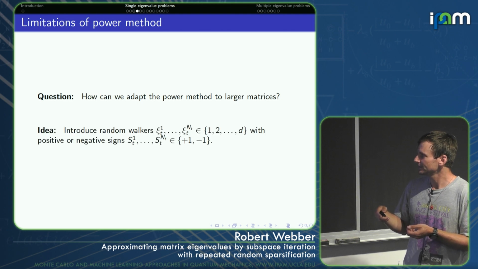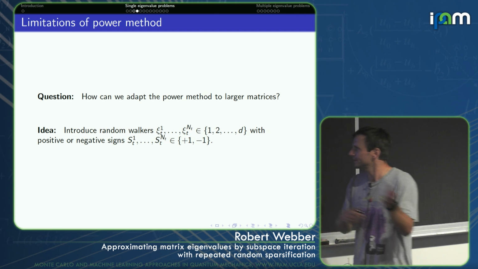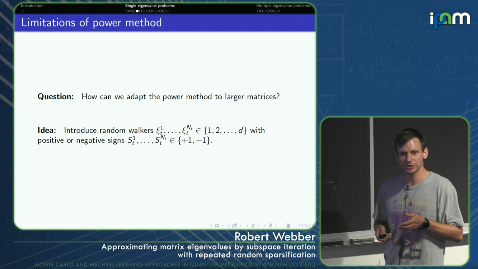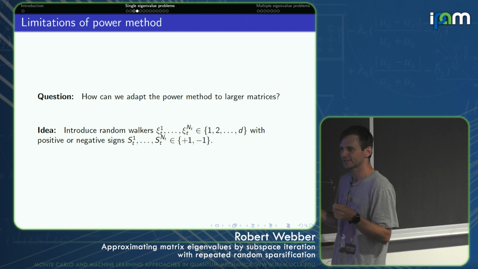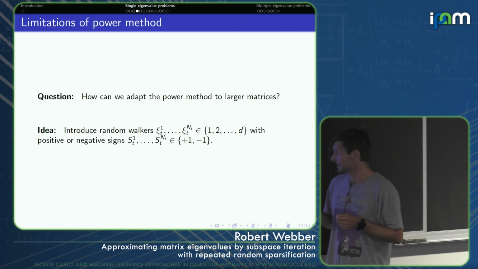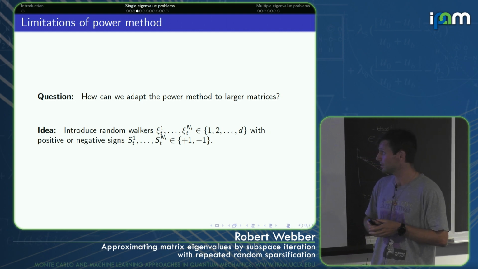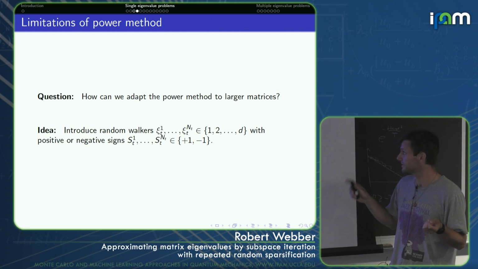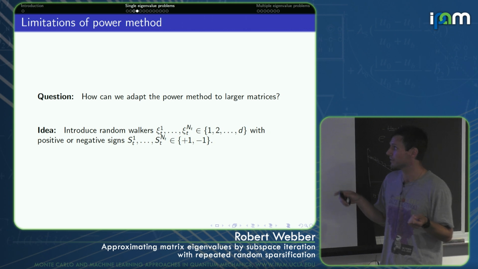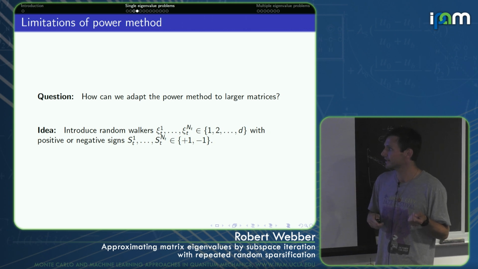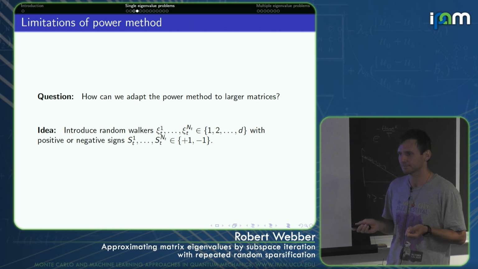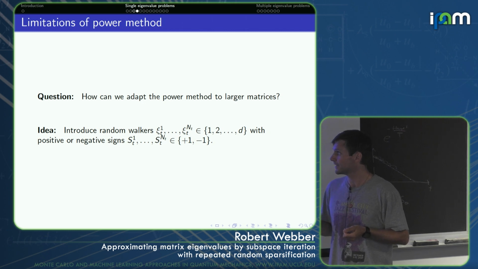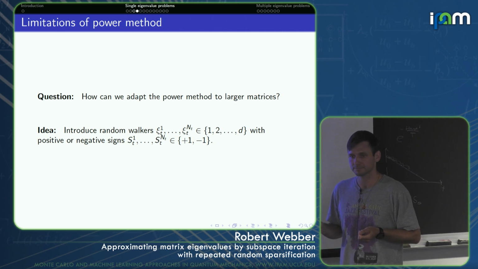The idea, which could be dated back to von Neumann and Ulam when they were first playing around with computers and thinking about how computers could work, is to introduce random walkers that hop all around on the different indices. So you're trying to solve a problem with a d by d matrix, and you've got d different indices, and you're going to get a walker that's hopping around to one of them at a time. Each walker is assigned either a positive or a negative sign. So I'm denoting the position with xi, ti, and then the sign with sti.